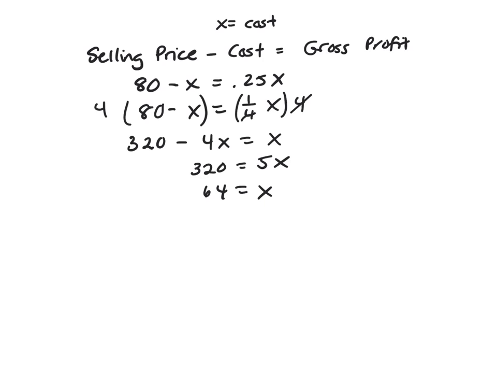But now I need to figure out how many dollars was the retailer's gross profit. This is gross profit, so 1/4 times 64 is the gross profit. 4 goes into 64 16 times. So your answer is 16.